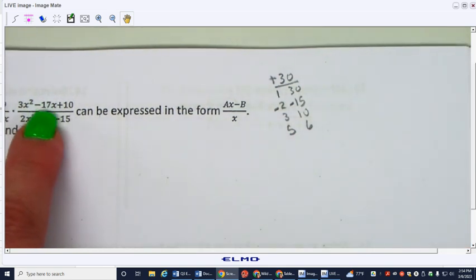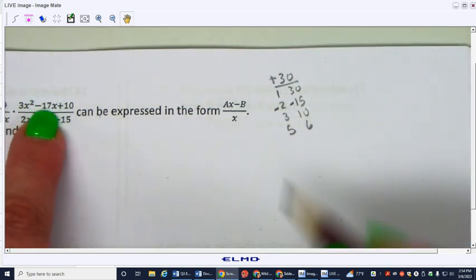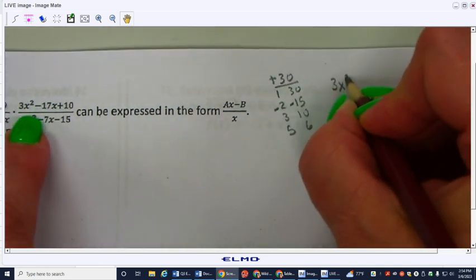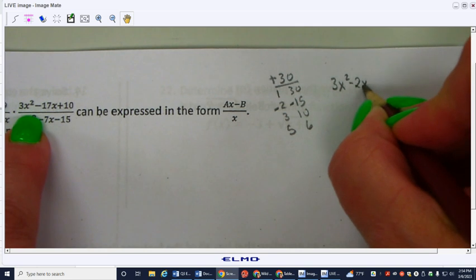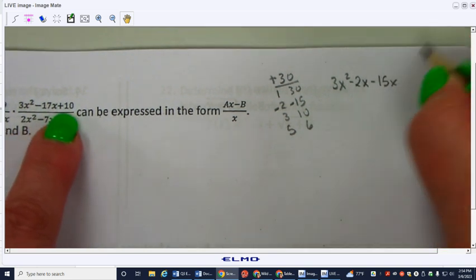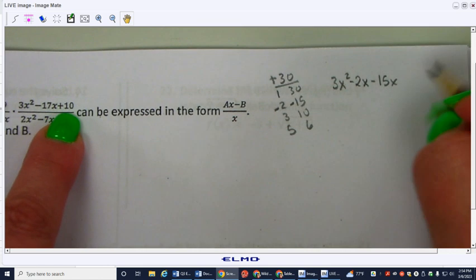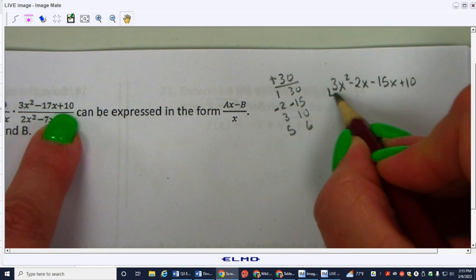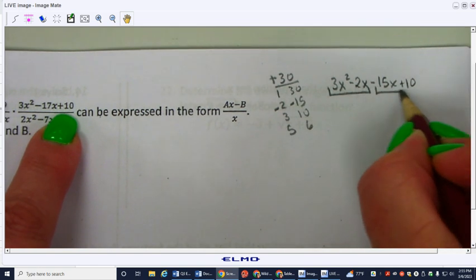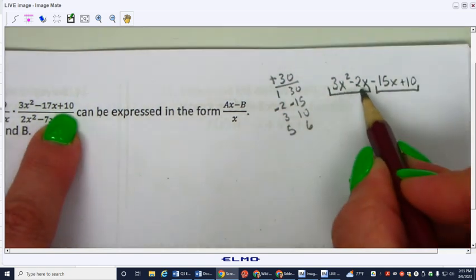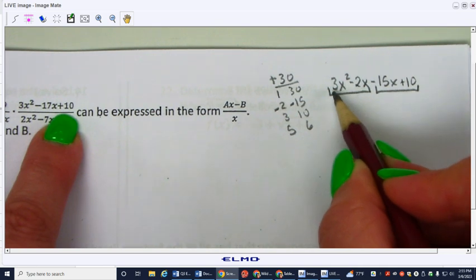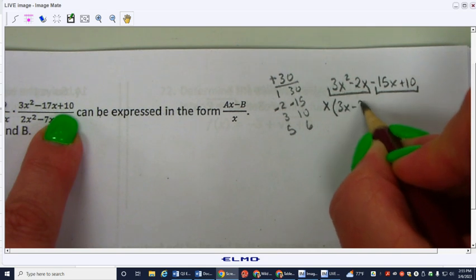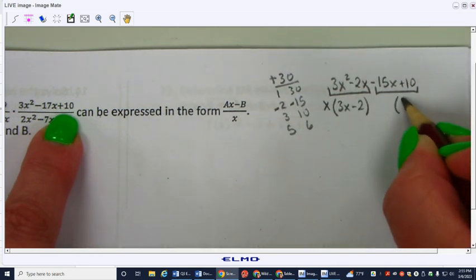Okay, so then I'm going to rewrite it, but instead of writing minus 17x, I'm going to write a minus 2x and a minus 15x. So 3x squared minus 2x minus 15x, that's my minus 17x when I combine like terms, plus 10. And then I'm going to factor that by grouping. So I'm going to take these two together and these two together. What can I take out of both these first two terms? An x. That's going to leave me with 3x minus 2.